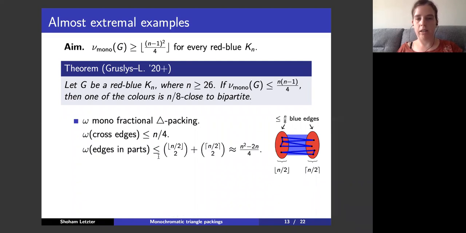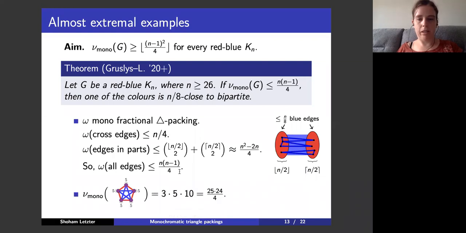Trivially, the weight of the edges in the parts is the number of edges in the parts, which is about n squared minus 2n over 4. And summing these two things together, we get our promised n times n minus 1 over 4. So this shows you that if you look at this example with n over 8, then you're still within the allowed bound. And actually, if you go up a bit, you can do a similar argument to see that you'll get above n times n minus 1 over 4.